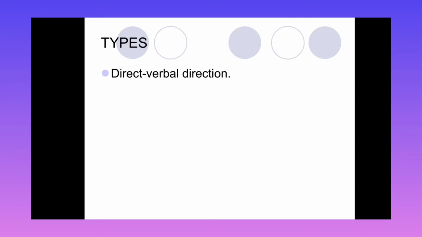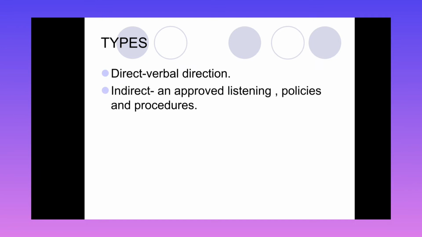Then the types. Direct, that means verbal direction which is given by the superior to the subordinates. Indirect, maybe it is written in the organization, the policies and the protocols are there, so they are giving that. Those are the 2 types, and other types are also there. Okay, formal and informal delegation. Formal delegation means the organization structure is giving it to you. Informal delegation means the situation is creating the delegation.